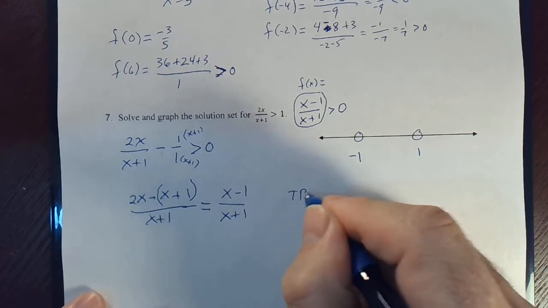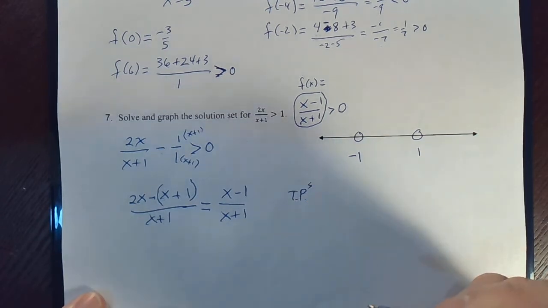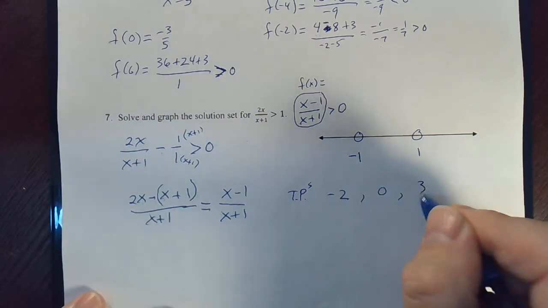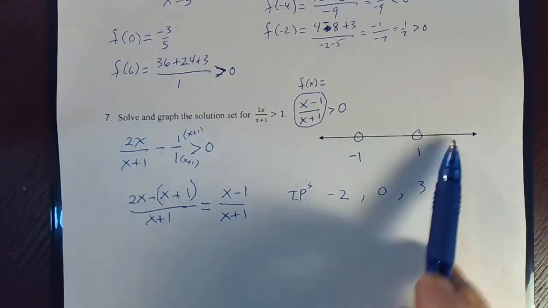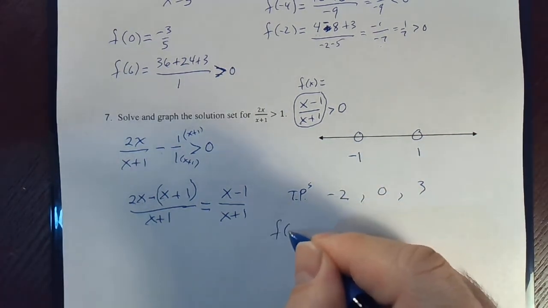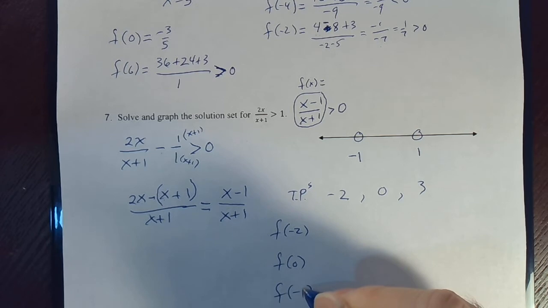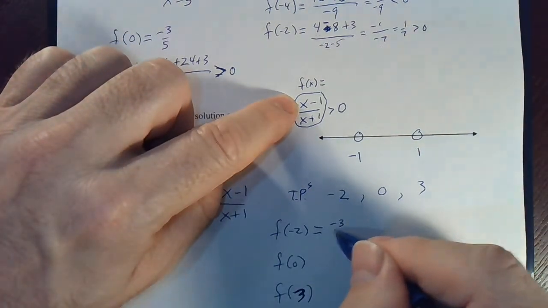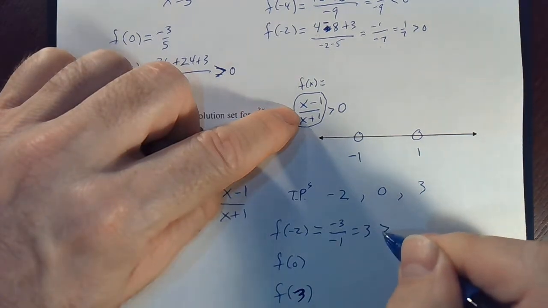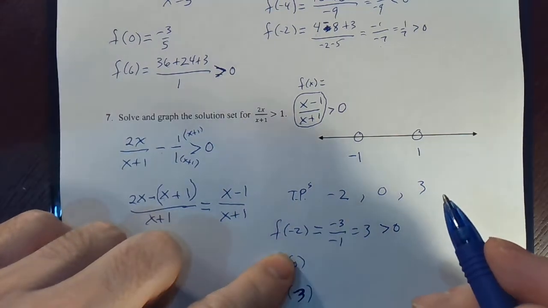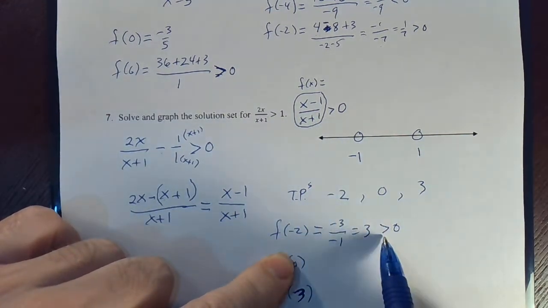So for test points, let's use -2, 0, and 3. One in this region, one in this region, one in that region. And now let's evaluate the function at each one of those test points. Okay, -2. Plug in a -2, you're going to get -3 over -1, which is 3, which is bigger than 0. I'll go ahead and shade it, because we're looking for bigger than 0. That is bigger than 0.